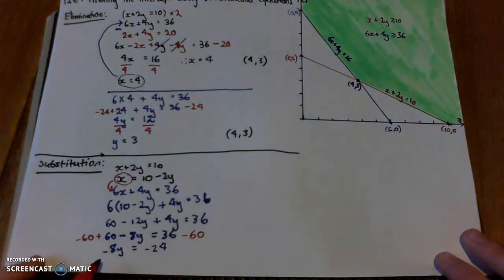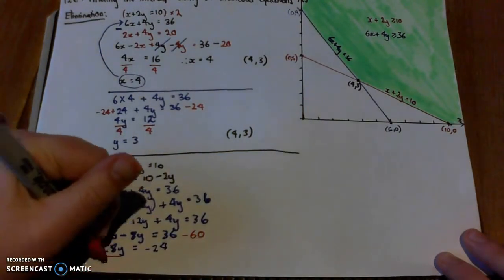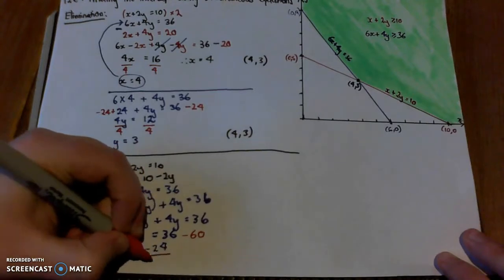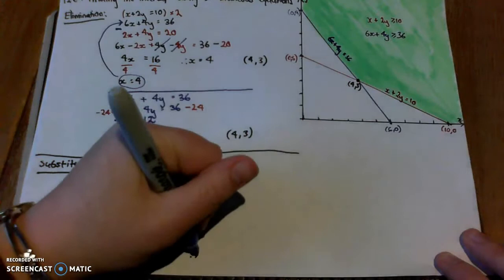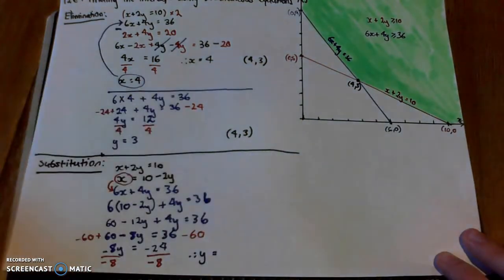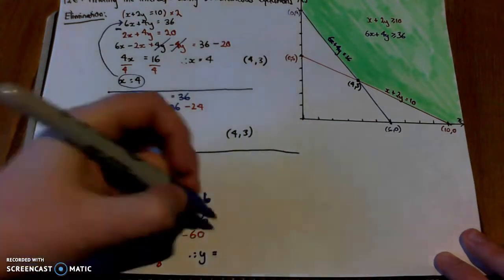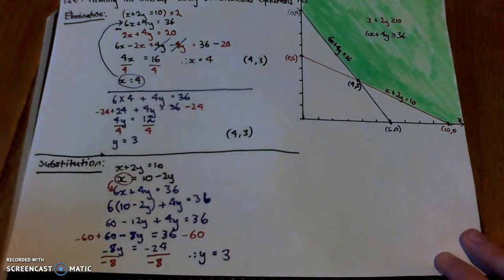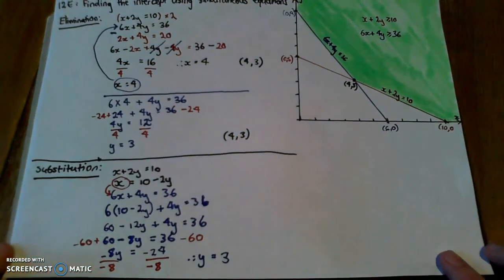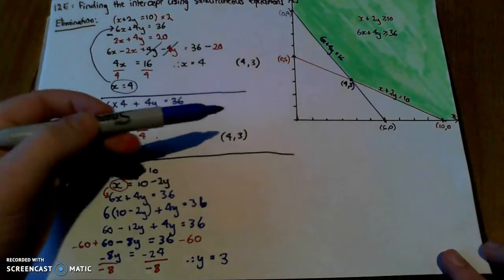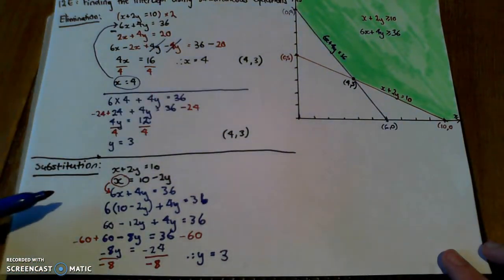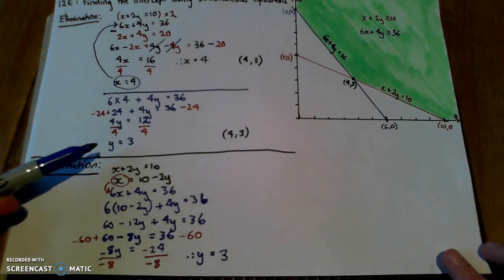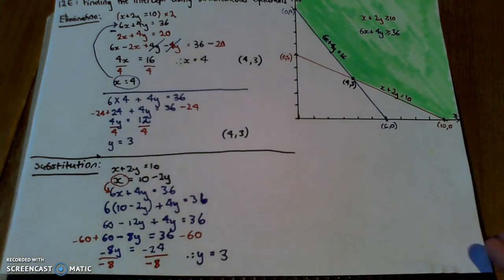Again, we want the y value by itself. So if we divide by negative 8, and we divide this side by negative 8, y is then equal to 3. And we have just found the same y value as what we did when we used elimination. Same y value. So we've found the y value. So now we need to find our x value.